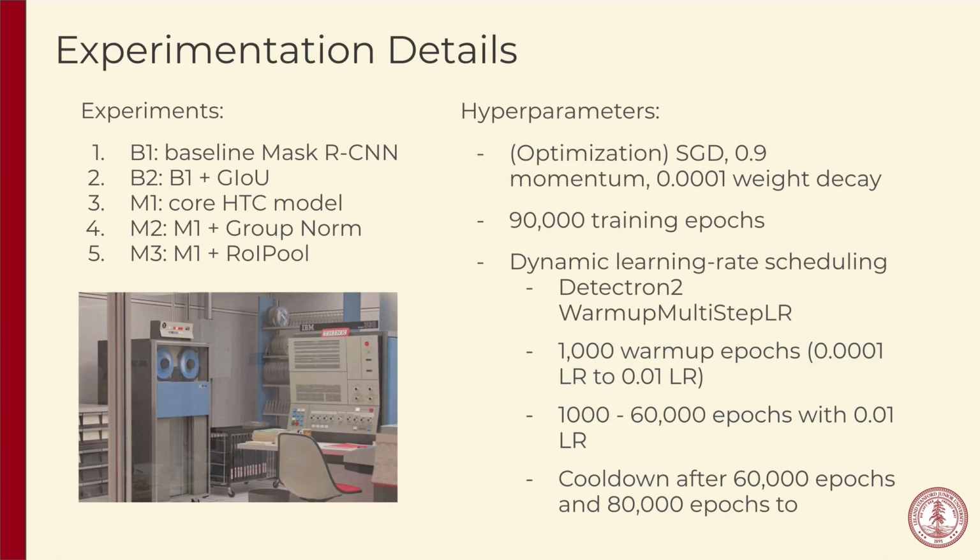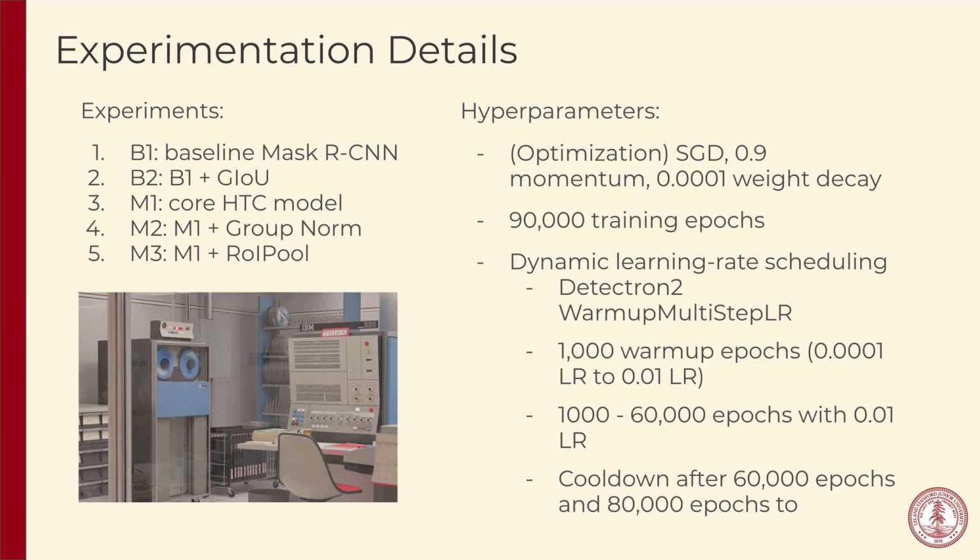The first one was the base model, which is RPN plus ResNet 50 plus mask RCNN. And then we tried the GIoU, which is the most recent research published by Stanford to solve the plateau problem in IoU. Then we did the HTC model. After that, we tried group normalization on top of the HTC model. Group normalization is yet another most recent optimization in image processing as a simple alternative to batch normalization.